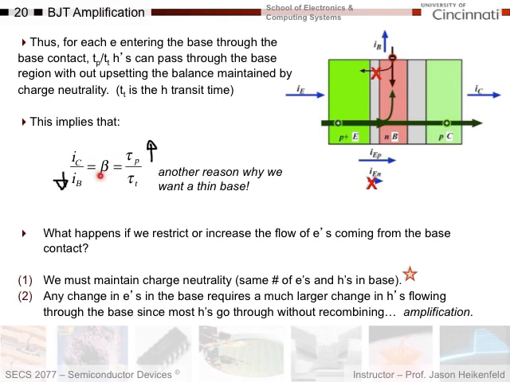So we can build upon our knowledge here and ask ourselves, what happens if we restrict or increase the flow of electrons coming in from the base contact? Well, again, and this is important, we must maintain charge neutrality. Same number of electrons and holes in the base at any given time. So any change in electrons in the base requires a much larger change in holes flowing through the base. So if I have my bands and I add in 10 electrons here, then that gives me on average 10 holes at any given time that are zipping through there.